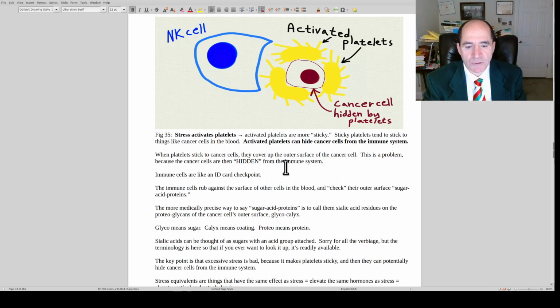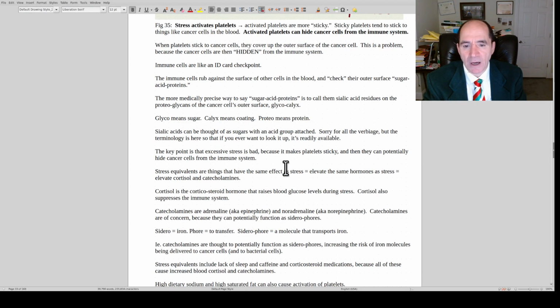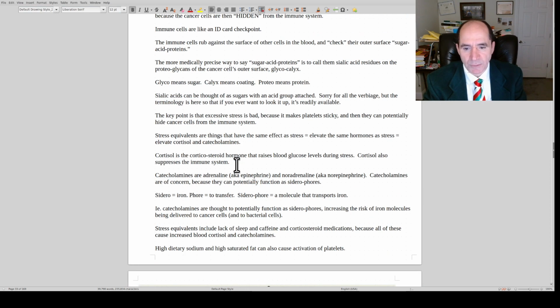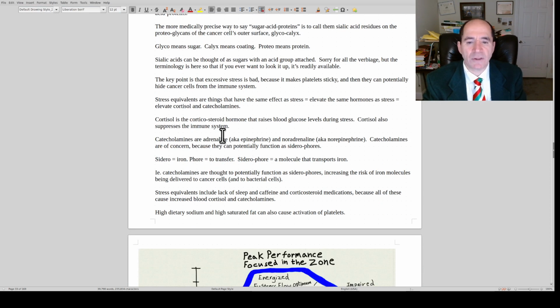And so that's a big reason why excessive stress is bad, because it makes platelets sticky, and the sticky platelets can hide cancer from the immune system. Okay? Stress does other things. It increases cortisol. Cortisol is a hormone which suppresses the immune system, so they're less able to remove cancer cells.